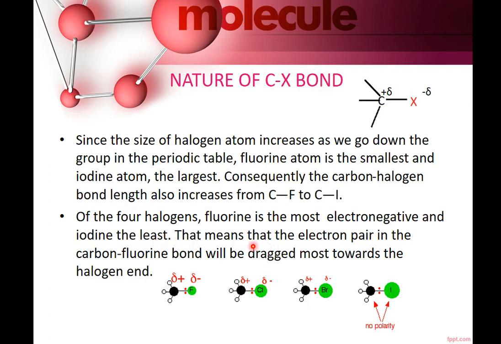This means the electron pair in the carbon fluorine bond will be dragged most towards the halogen. You can see here it is most of the time towards halogen. Here it is a little bit apart, more apart, and here it is almost in between. So you can see these fluoro compounds are more polar than chloro, which are more polar than bromo, and these are more polar than iodo.